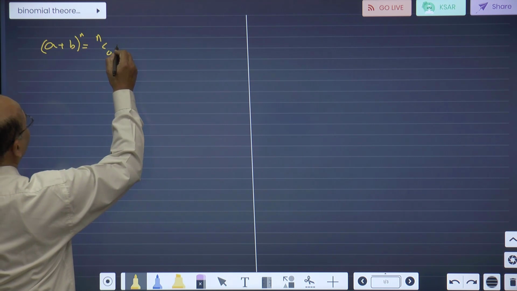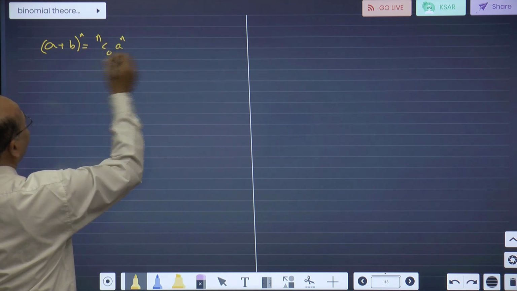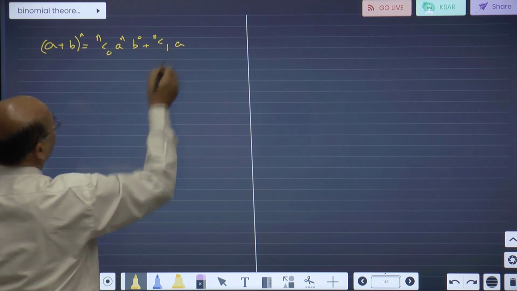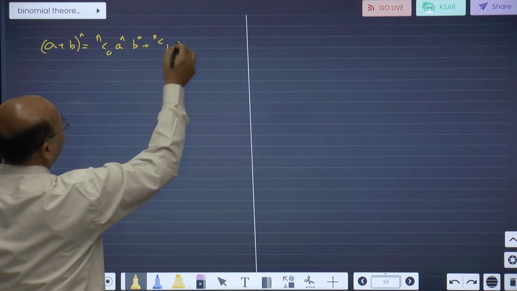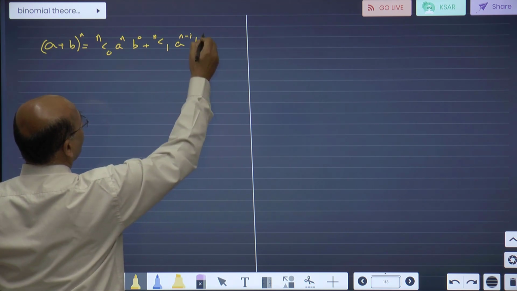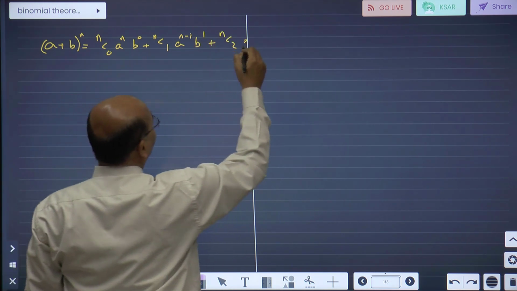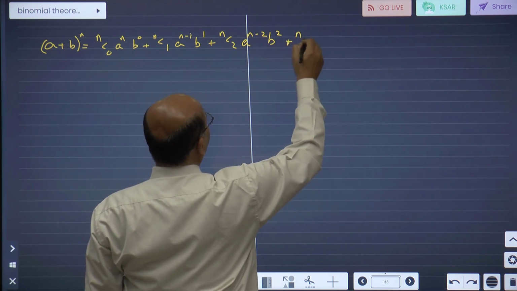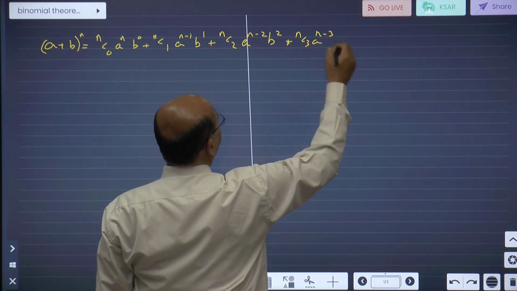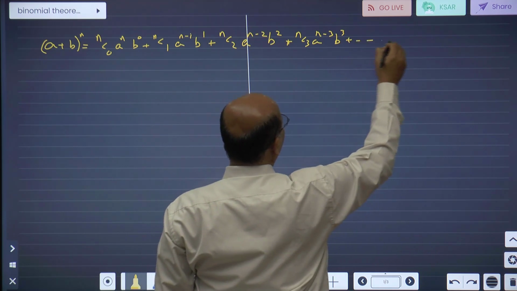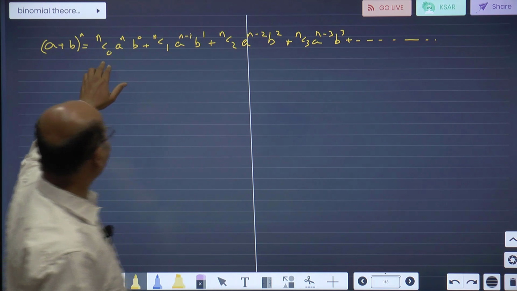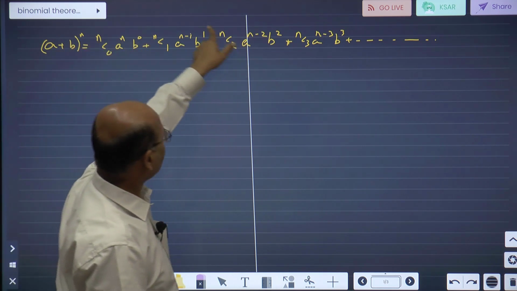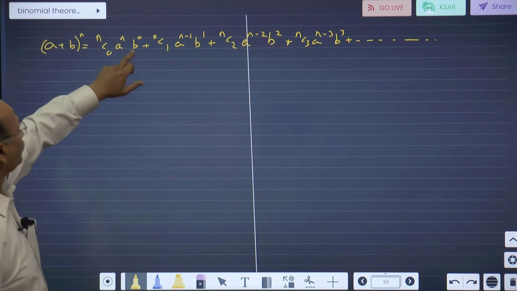So nC0, first term raised to n, second term raised to 0, plus nC1, first term raised to n minus 1 and second term raised to 1, plus nC2, first term raised to n minus 2 and second term raised to 2. Similarly, nC3, first term raised to n minus 3 and second term raised to 3, and so on. This expansion goes depending upon n, right? So it starts from nC0, nC1, nC2, nC3. First term is raised to n, n minus 1, n minus 2, n minus 3, and the second term, of course, you can observe 0, 1, 2, 3.